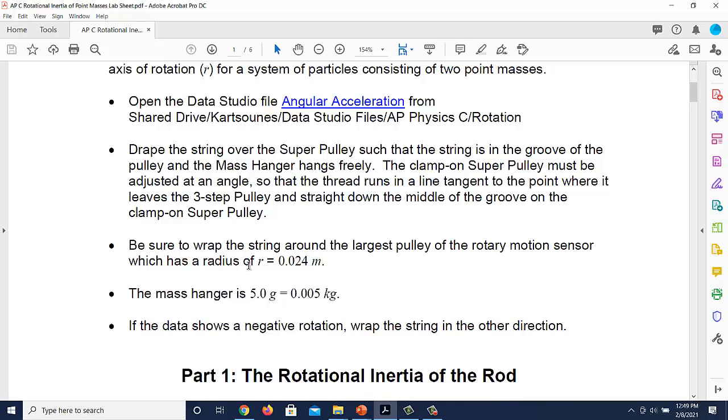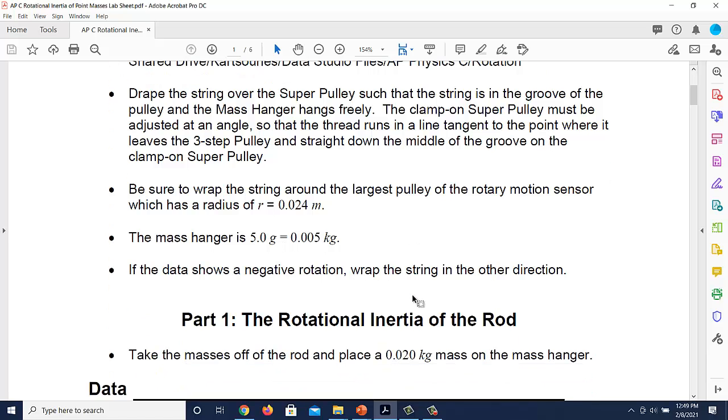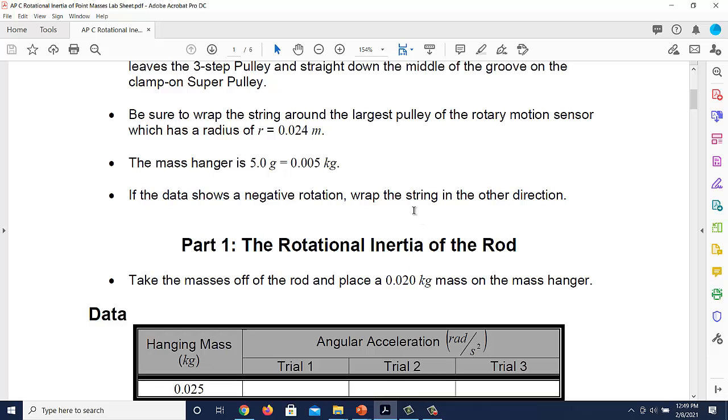Here's the radius of the biggest pulley, just like the last lab, 0.024 meters, a little less than 2.5 centimeters because you're in the groove, right? Don't forget the mass hanger is 5 grams. Hopefully it should be set up where you're getting positive rotations, in other words, it's rotating counterclockwise as the mass falls. If not, you have to wrap the string the other way.